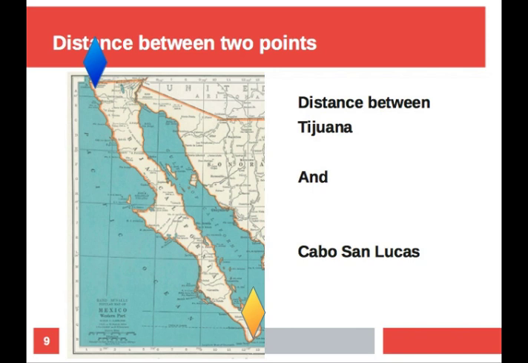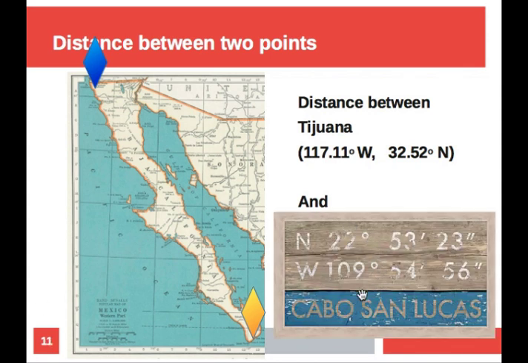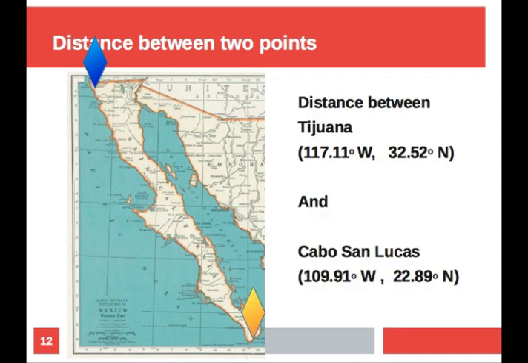Well, before we can get the distance, we have to locate them, and we're going to use coordinates. For example, Tijuana has these coordinates. These are the approximate coordinates for some position in Tijuana, and Cabo San Lucas has this other set of coordinates, which are going to be about this. These numbers are very similar to what we understand as the x and y coordinates that we handle already in the classroom. For example, this is going to be the x and this is going to be the y, north, and this is west, west and north.